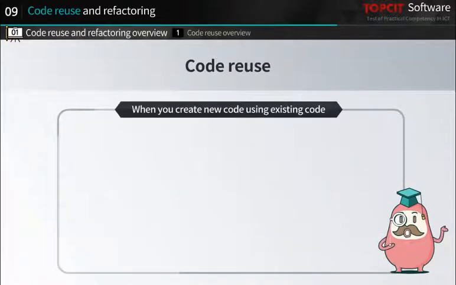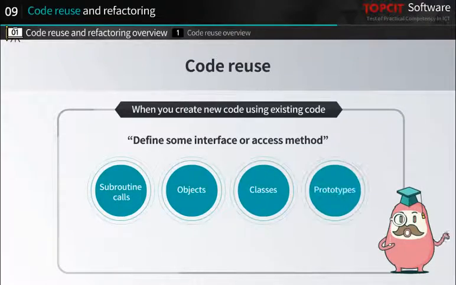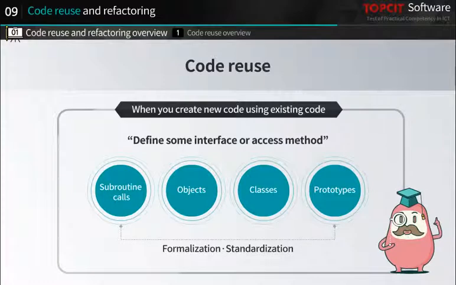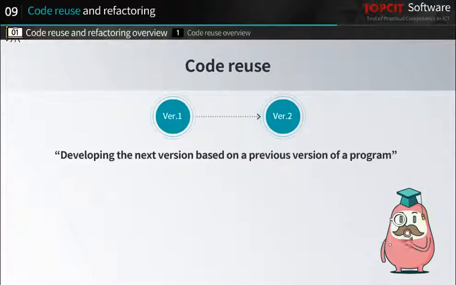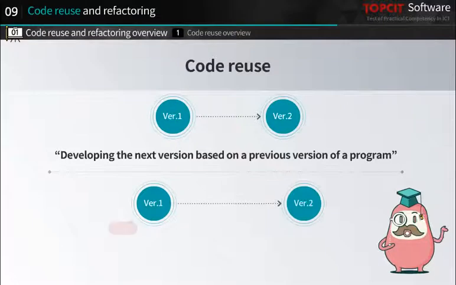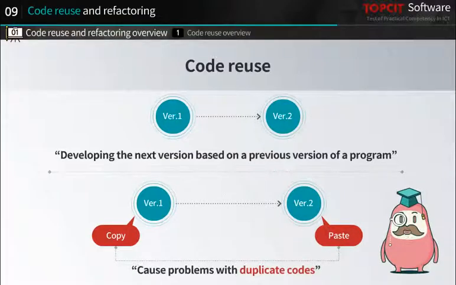When you create new code using existing code, you must define some interface or access method. This typically involves subroutine calls, objects, classes, prototypes, etc. Companies typically formalize and standardize them. Developing the next version based on a previous version of a program can be seen as a kind of code reuse. By the way, in a form of code reuse, you may want to take some or all of the code from an existing program and copy it into a new program. This method is used by companies to speed up their development, but caution should be taken when copying and pasting a lot like this, which can be problematic with duplicate code in the future.